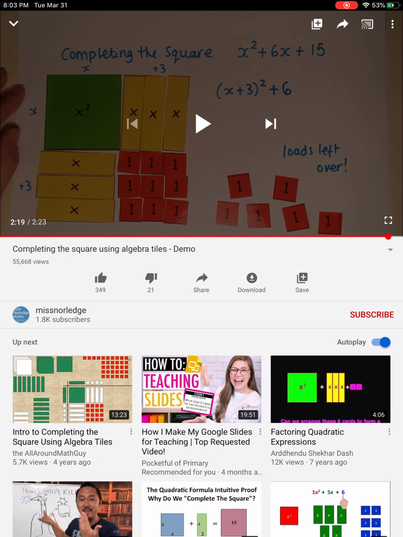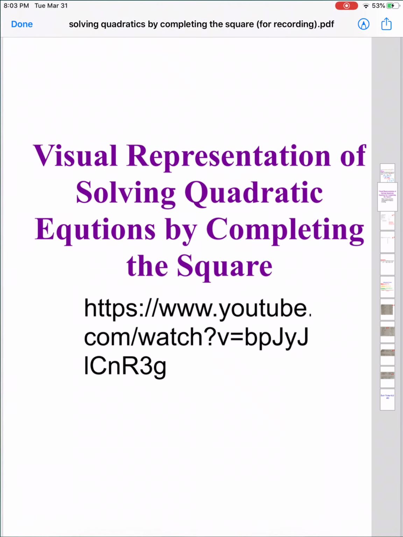So you'll notice in this problem, again, they represented the sides by x plus 3 times x plus 3, or x plus 3 squared, but this time, since they had extra algebra tiles left over, they wrote it as plus 6. So the way they completed the square was by writing it as x plus 3 squared plus 6. So again, this is just a visual representation of this method.